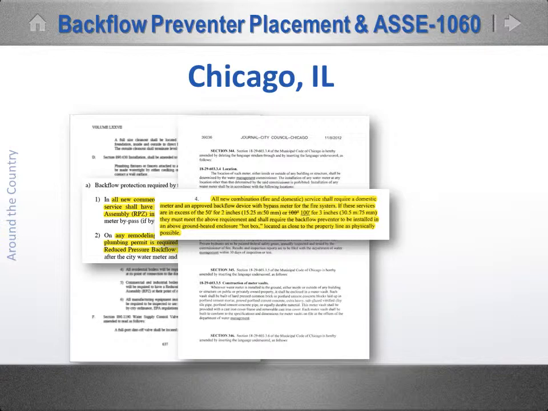What's meaningful about this is not that it's changing a hazard level, but there are many cold weather cities in the United States that have rejected the idea that an above-ground enclosure is a suitable freeze protection device. But here we have the city of Chicago, and even more importantly, Chicago Fire, stating that their preference is to have the backflow preventer near the front of the property line in an above-ground enclosure.